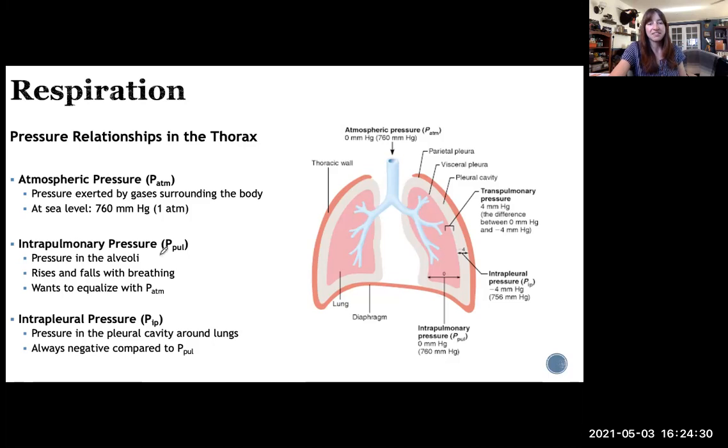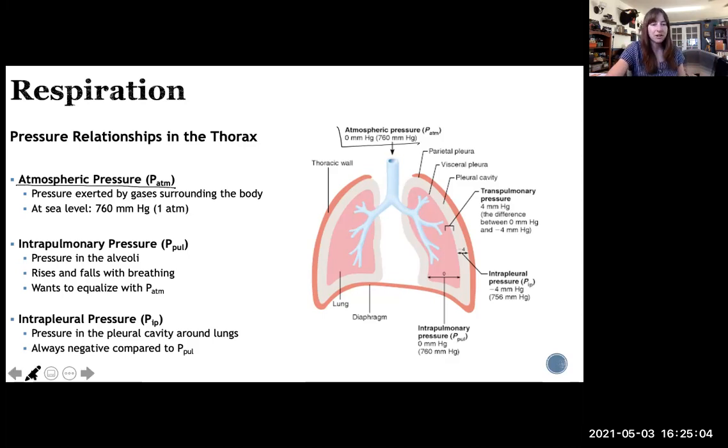All right, the second type of pressure that we need to understand, besides atmospheric pressure, is intrapulmonary pressure, and that is the pressure inside of your lungs. This pressure varies according to where you are in your breathing cycle. The intrapulmonary pressure, which is the actual pressure inside of the alveoli, gets higher when you inhale. You increase the pressure inside of your lungs, and it gets lower as you exhale and decrease the pressure inside of your lungs.